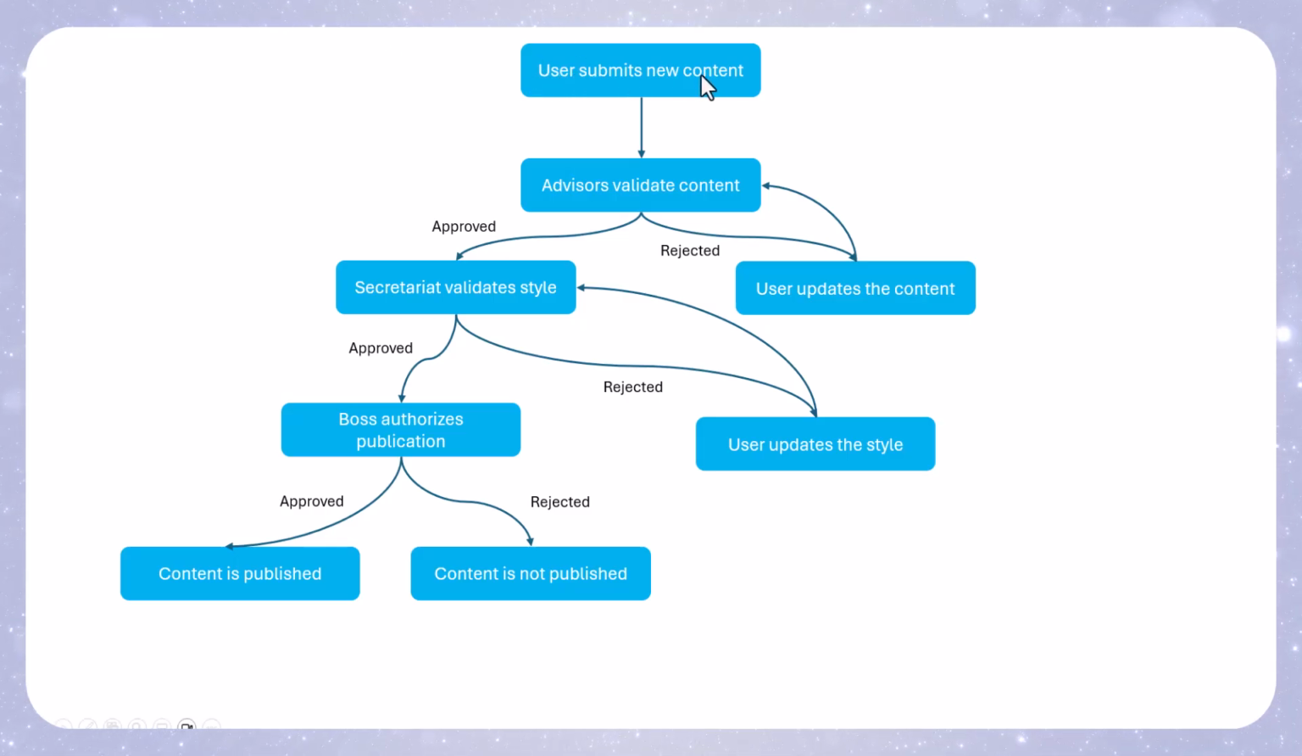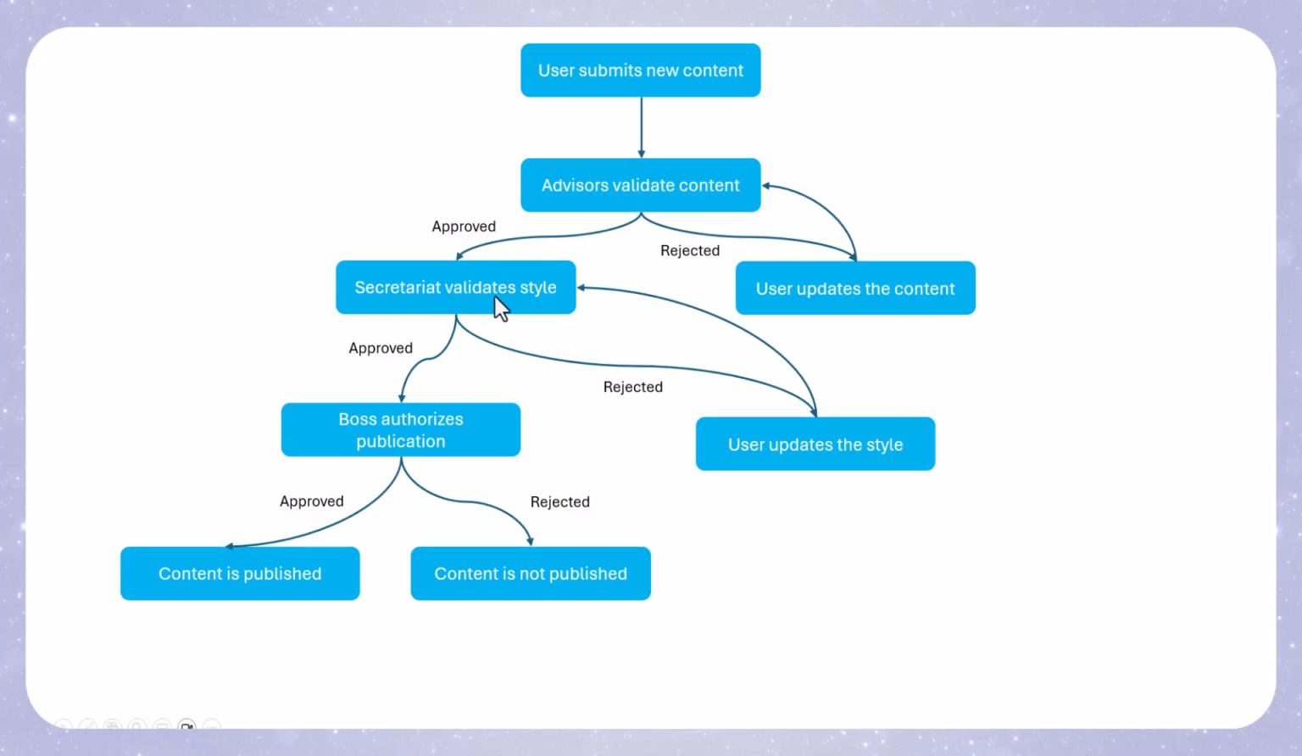Internal user submit a new content. So for instance, a new oath to use a new medication. And this content has to be validated by a group of people called advisor. If it's approved, we go to a group of people called secretariat that validate the style. If it's rejected, we ask user to update the content and we get back here.